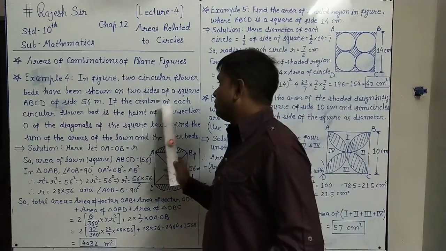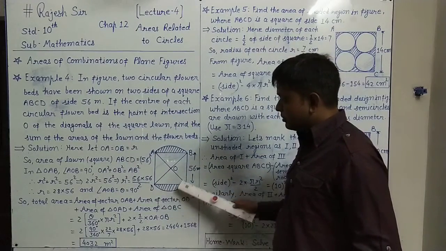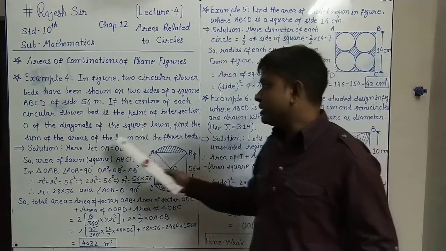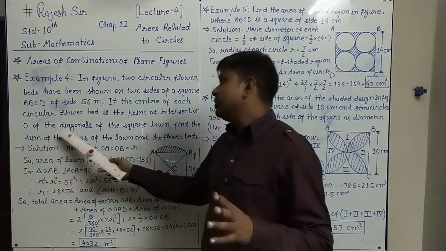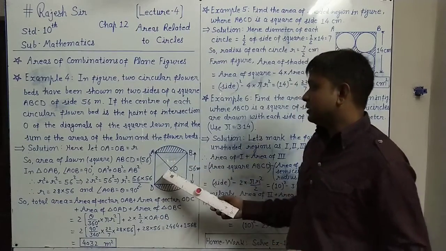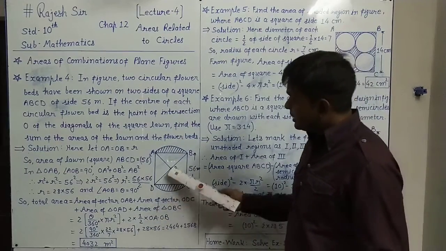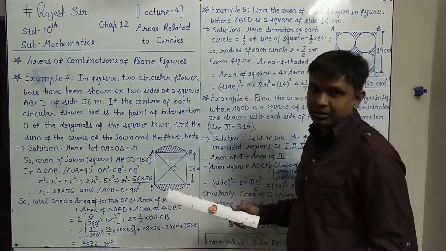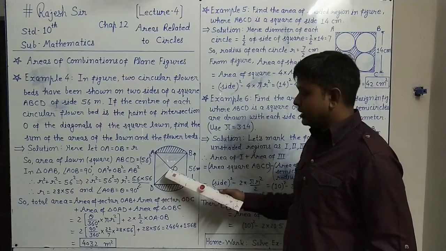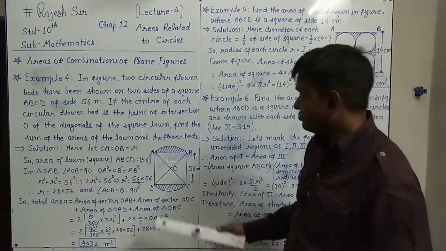The center of each of the circular flower beds is the point O of intersection of the diagonals of this square lawn. This is the square lawn, its diagonals are AC and BD, and their intersection point is O. This intersection point of diagonals is actually the center of the circular flower beds.